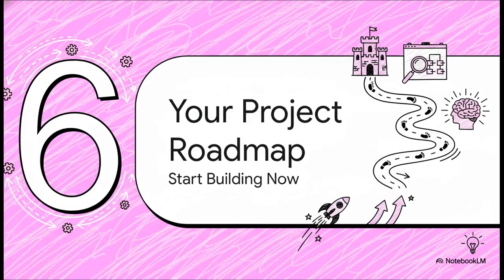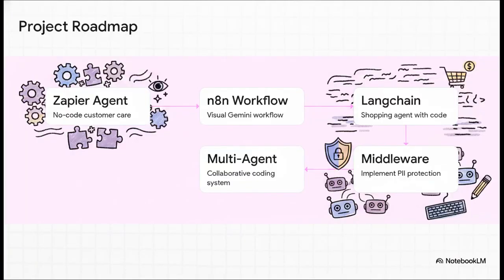Section 6, your AI project roadmap. Time to start building. Look, to really internalize all these concepts, you've got to get your hands dirty and build. So based on our source material, here is a super clear 5-step project roadmap for you. Start simple. Try building a Zapier customer care agent using a no-code approach. Once you're comfortable, graduate to an N8N visual workflow using Google's Gemini.